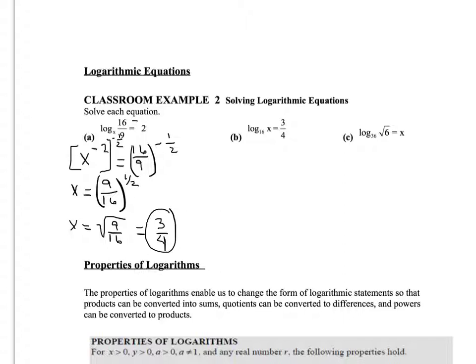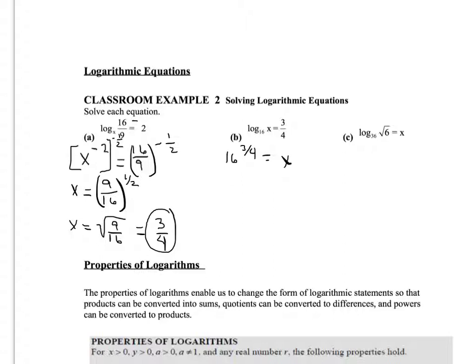Log base 16 of x equals 3/4. Well, if I go into exponential form, I'm going to get 16 raised to the 3/4 power equals x. Now you might be tempted to want to raise each side to the reciprocal power, but notice x is already by itself. I don't want to put some exponent on x because I'm trying to find out what x is equal to as it is. I just need to clean up or rewrite what 16 to the 3/4 power is.